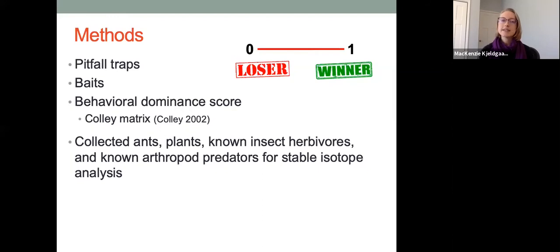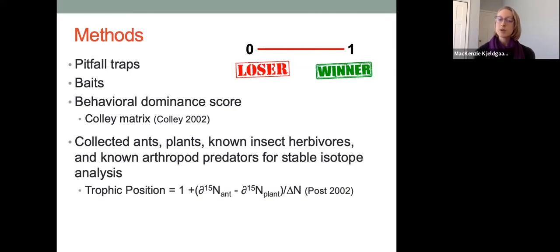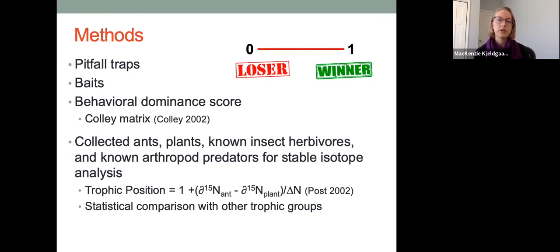I then collected ants, plants, known insect herbivores, and known arthropod predators for stable isotope analysis. I chose to use a single source formula with plants as the baseline material to estimate trophic position, but I also statistically compared that with other known trophic groups, and I paired that with direct observation based on my literature review suggestions.